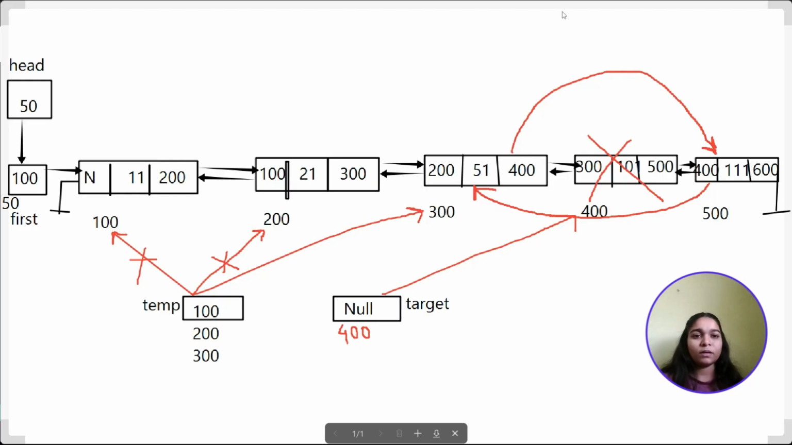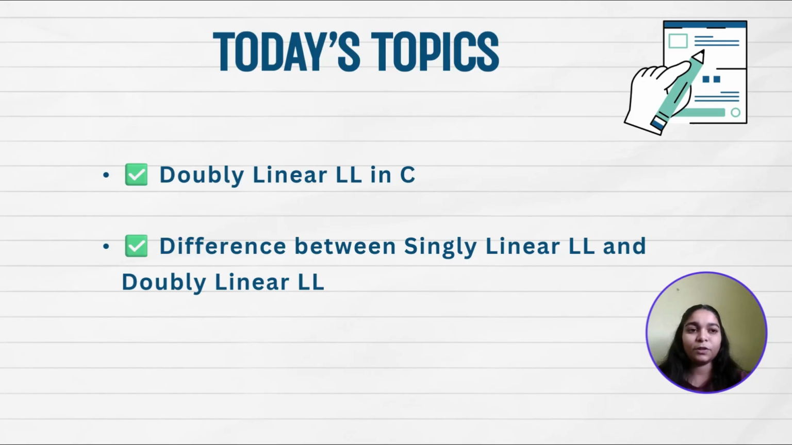So I hope I'm able to make you understand this. This is as simple as the singly linear linked list. You just need to understand the concept and then you will understand it. So this is all about the doubly linear linked list.